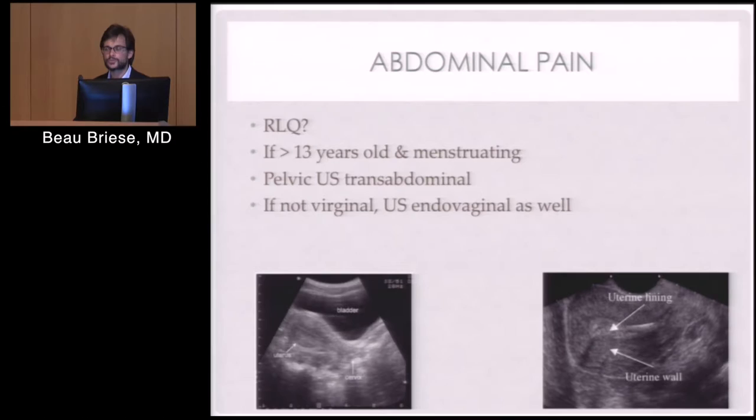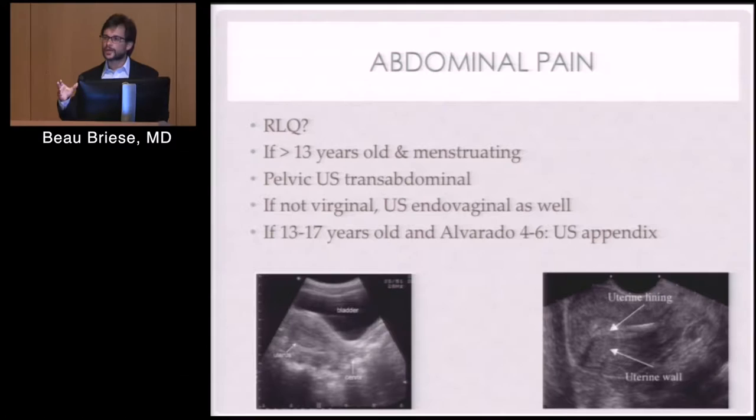So if they're in this middle range, 13 to 17 years old, and their Alvarado score is 4 to 6, you'd get an ultrasound of the appendix, and you'd get an ultrasound of the pelvis also, okay? But not necessarily a CAT scan, unless they looked really, really sick. If they're greater than 18 years old, and they're a female with pain in that area, you'd get the ultrasounds of the pelvis, and you'd get a CAT scan to rule out the appendicitis. There you go.